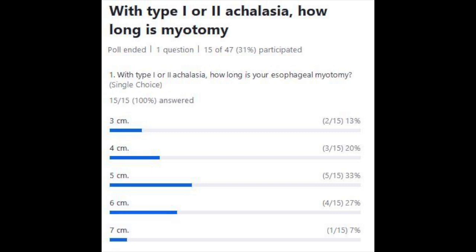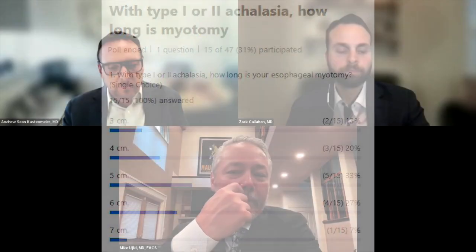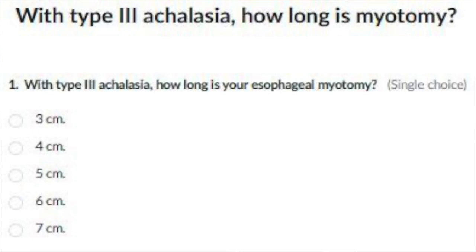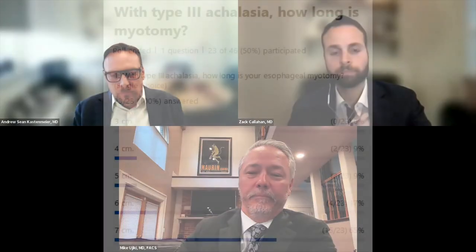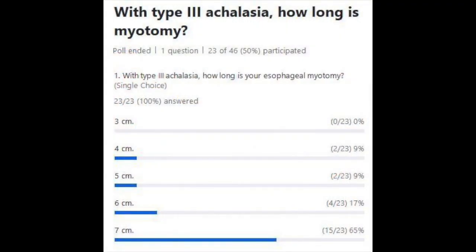And one more question, and that has to do with type 3 achalasia. How long is your myotomy when you are treating a patient with type 3 achalasia with a poem? 3, 4, 5, 6, 7 centimeters. Yeah, the majority are doing long myotomies.